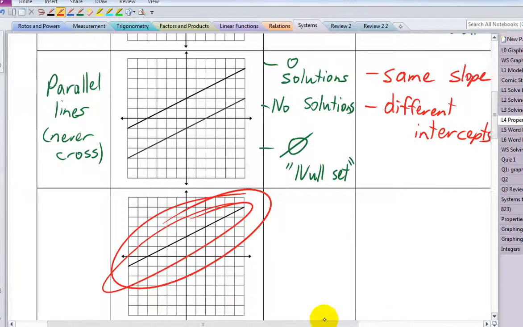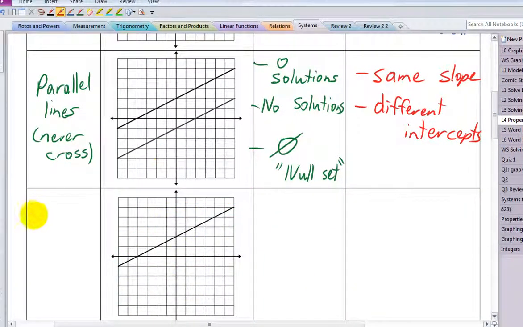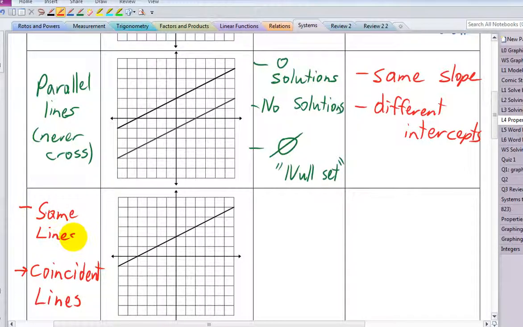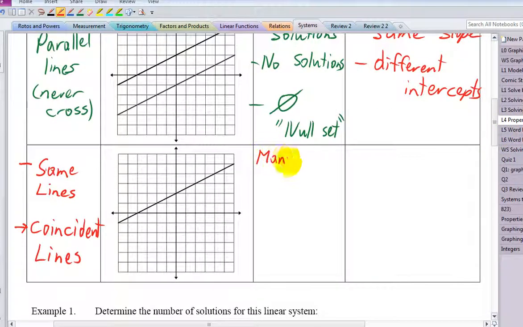Below, we have a situation where the intercepts are exactly the same. We have what we call the same line, and that's not math speak. We've got to make it hard. We'll call that the coincident line, or coincident lines, sorry. So we have, in normal talk, same lines, and in math speak, coincident lines. Here, we would have many solutions, so many that there would be an infinite number of solutions.